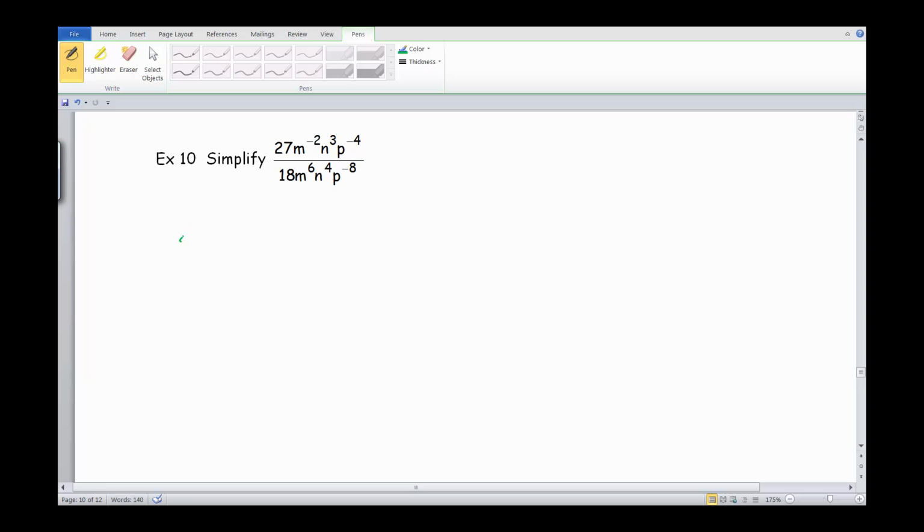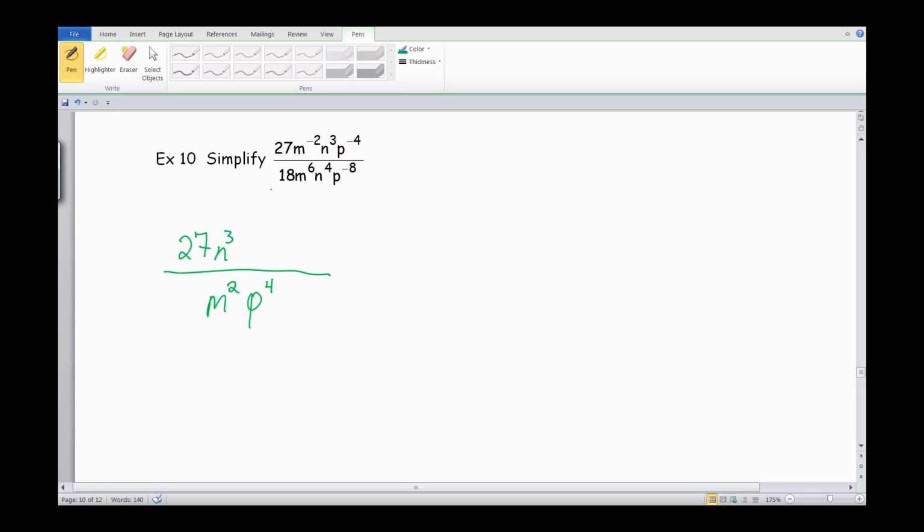So we still have 27 on top. Just looking at this m, we know that we're going to have to throw it on the bottom and then change that exponent to a positive 2. The n cubed is still on top because it has a positive exponent. The p to the negative 4 we're going to bring to the bottom and then make that a positive exponent.